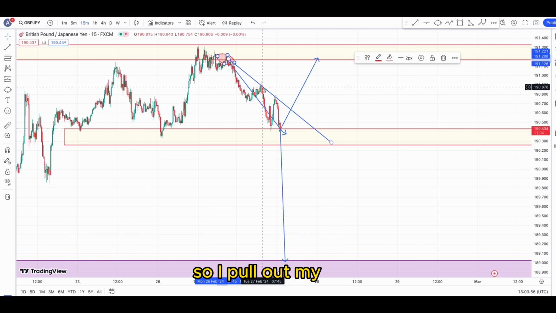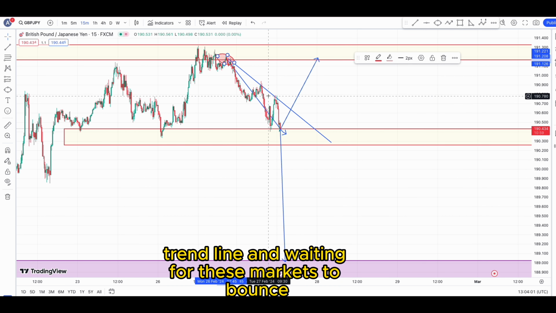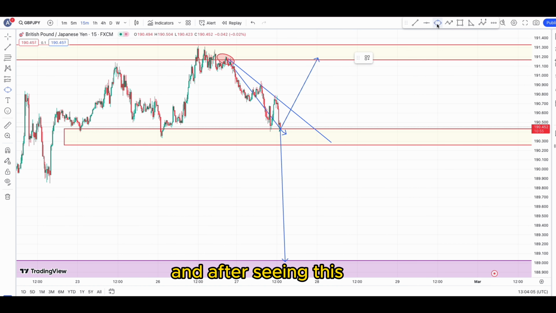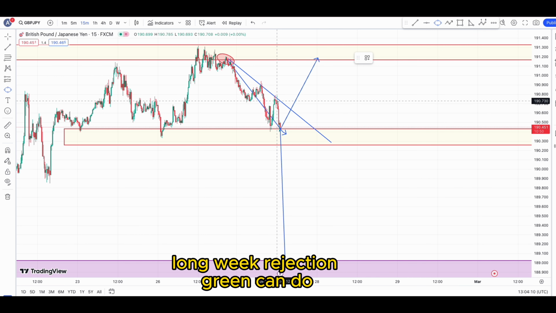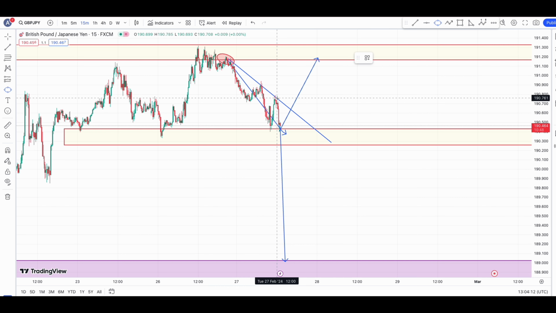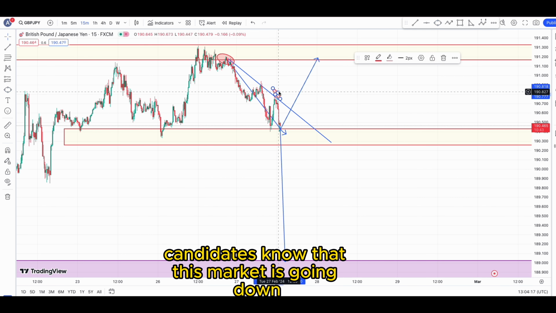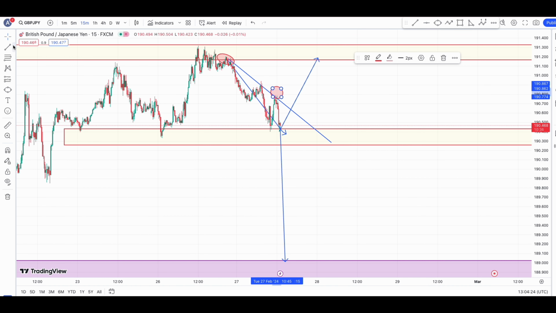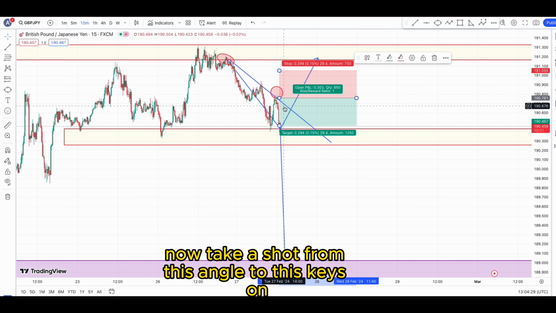So I pull out my trend line and wait for this market to bounce back to my trend line. And after seeing this long wick rejection green candle, I know that this market is going down. You see this long wick rejection candlestick, so I know that this market is going down, and I will take a short from this angle to this key zone.